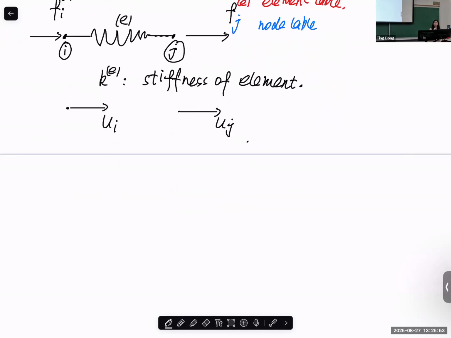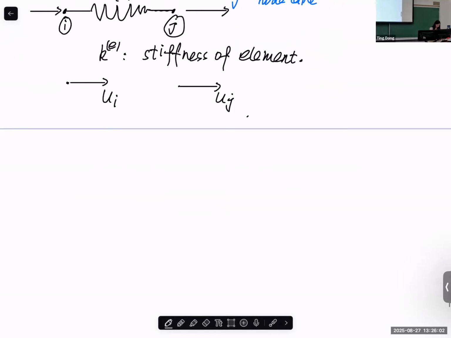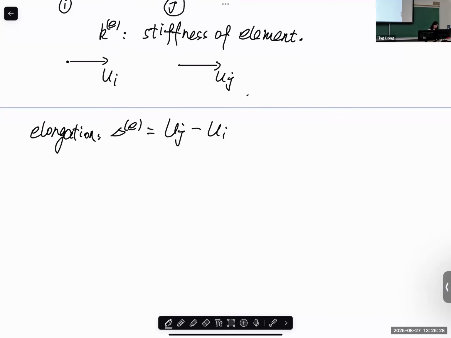Now let's use this as an example of how to find the K matrix, how to write the element matrix equation for this single spring element. For the elongation of this spring element, delta of element E is simply u_J minus u_I. This becomes the elongation of the spring element, right? And for the element force, I'm pretty sure you guys learned from a previous class, it equals the stiffness times this elongation.